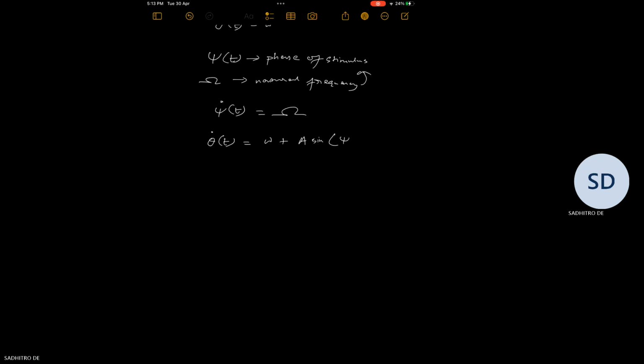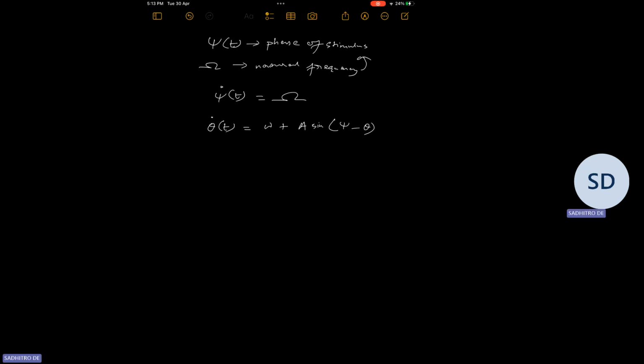psi minus theta. So what this extra term does is that if psi is greater than theta, that means if the stimulus is ahead in phase of the firefly, then this becomes greater than omega. So the flashing frequency of the firefly increases as it tries to come into phase with the stimulus which is ahead of it. On the other hand, if psi is behind theta, then the right hand side is less than omega.